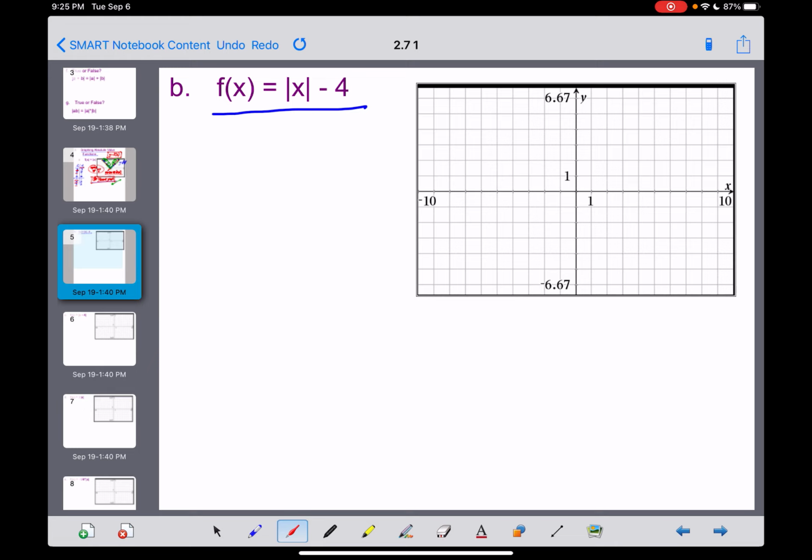And if you remember back from 2.6, a number that's either added or subtracted at the end of a function is a vertical shift. It's either moving you up if k is positive or down if k is negative. So subtracting 4 here is going to take our parent graph and move us down 4 units.